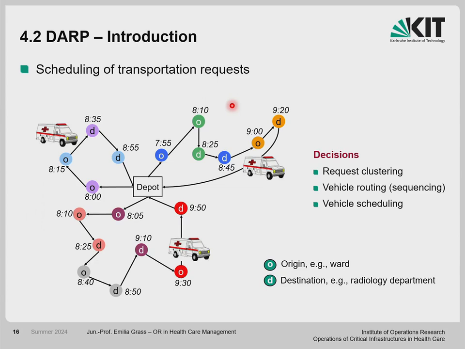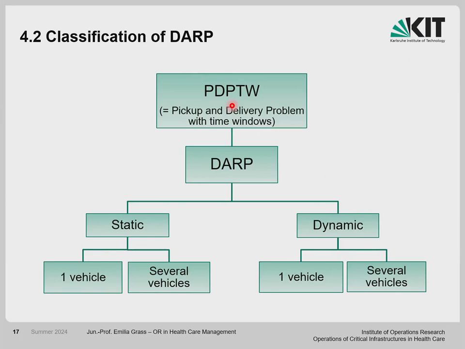Okay, and now we have to put it in some kind of classification. So the overall umbrella term is the pickup and delivery problems with time windows. These are problems that involve optimization of routes, but also schedules, to ensure that customers, or in our case, patients, are picked up and dropped off within specific time frames.